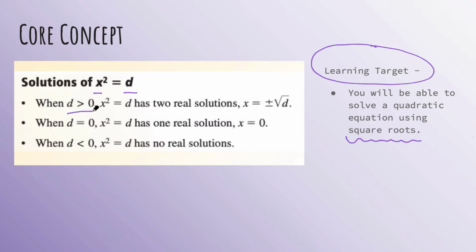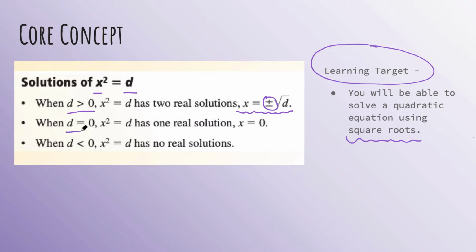If d is a positive number, then with the equation x squared equals d, to solve this for x, we're going to take the square root of both sides. When we take the square root of a positive number, we're going to have two real solutions. x is going to be equal to plus or minus the square root of d.